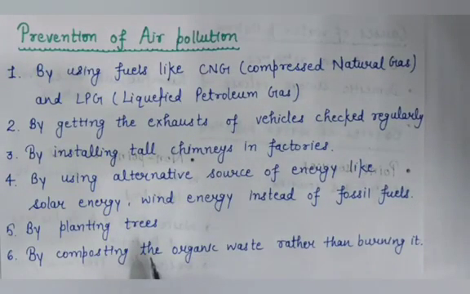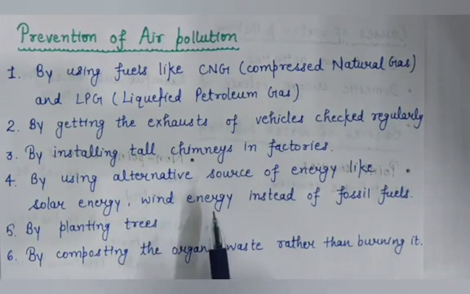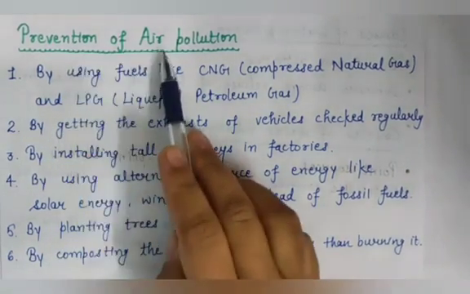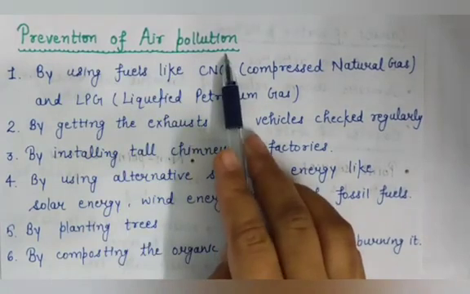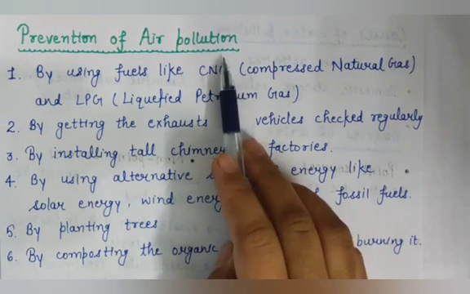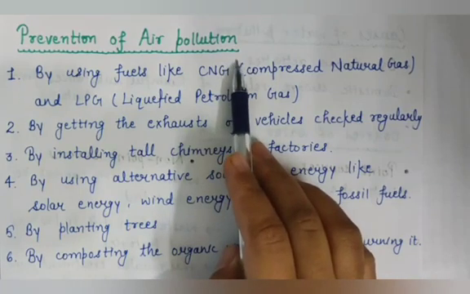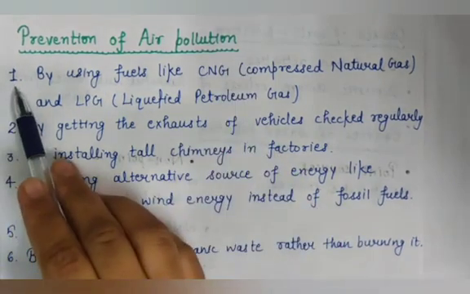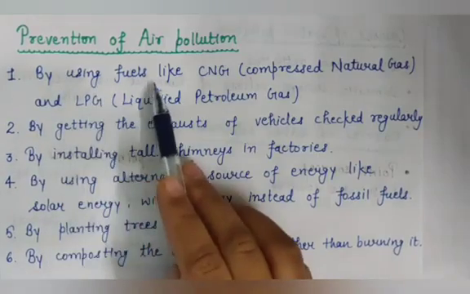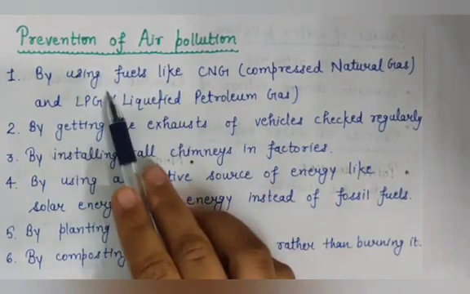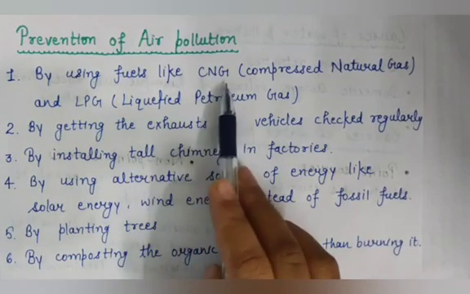Now the question is, how can we prevent the air from getting polluted? Now we will study the prevention of air pollution. Students, air pollution can be reduced to a great extent in the following ways. First is by using clean fuels like CNG.